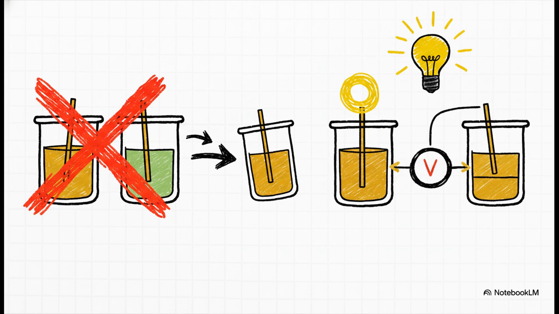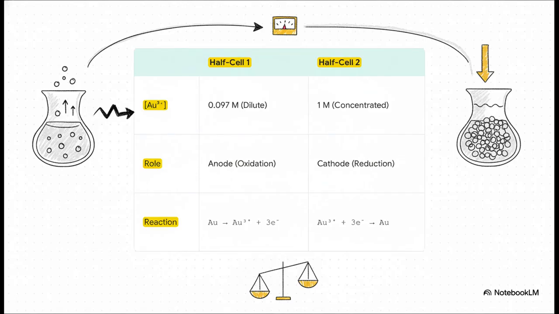Now, a second student comes along with an even more clever idea. They say, forget the chlorine side altogether. What if we build a cell using 2 gold electrodes, but we put them in 2 different concentrations of gold solution, the standard 1 molar one and the 0.097 molar one we just discovered? This kind of setup is called a concentration cell, and it works because nature always wants to find balance.